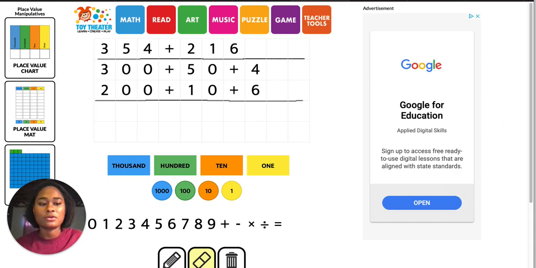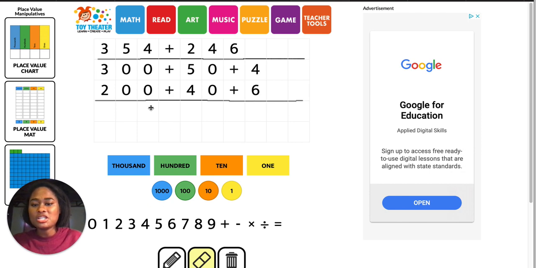Now I'll show you how to add those two numbers using the expanded form. Expanded form just writes out the value of each place for the number. So you're going to write out 300 for the 3 in the 354, 50 for the 5 tens, and 4 for the 4 ones in 354. For 246, you're going to write the value of the 2, 200, the value of the 4, 40, and the value of the 6 in the ones place, 6.